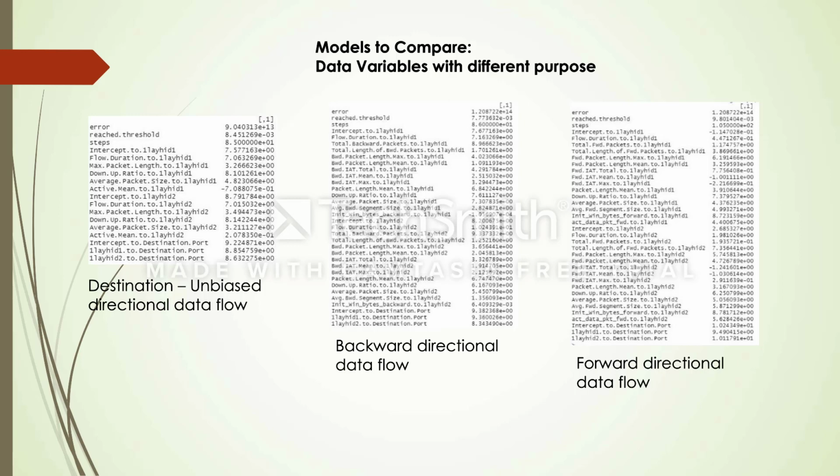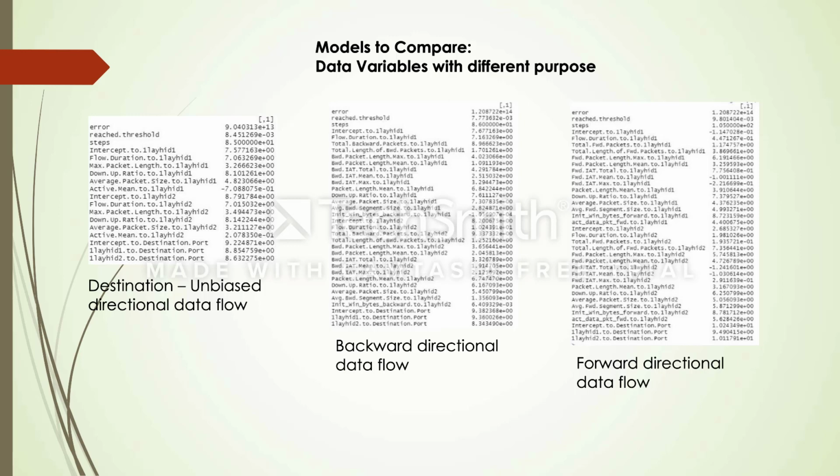The primary dataset was divided into 3 types of models: destination, forward, and backward. From the destination type model, it was found that flow duration, down-up ratio, average packet size, and max length were the leading variables that contributed towards the attacks.